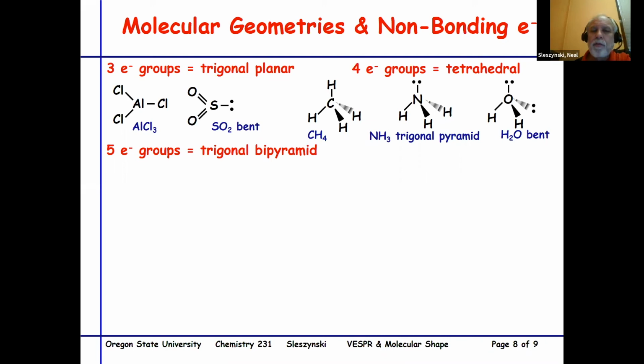We'll go to 5 electron groups, which is always a trigonal bipyramid for electron geometry. Arsenic pentafluoride has no non-bonding electron pairs, and the molecular geometry is the same.